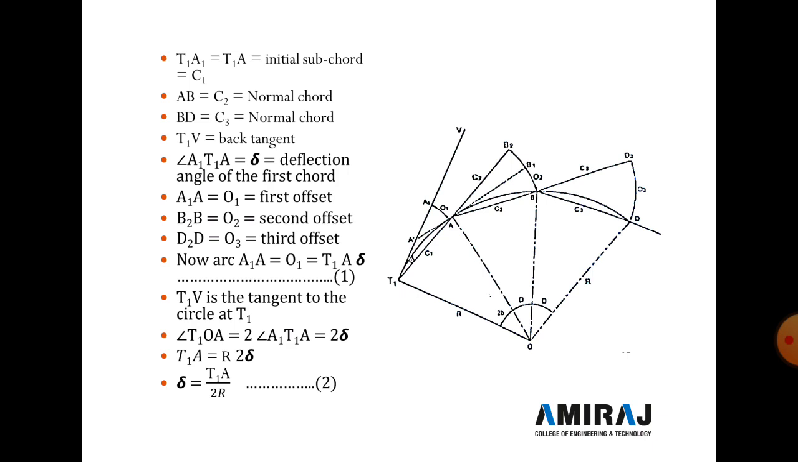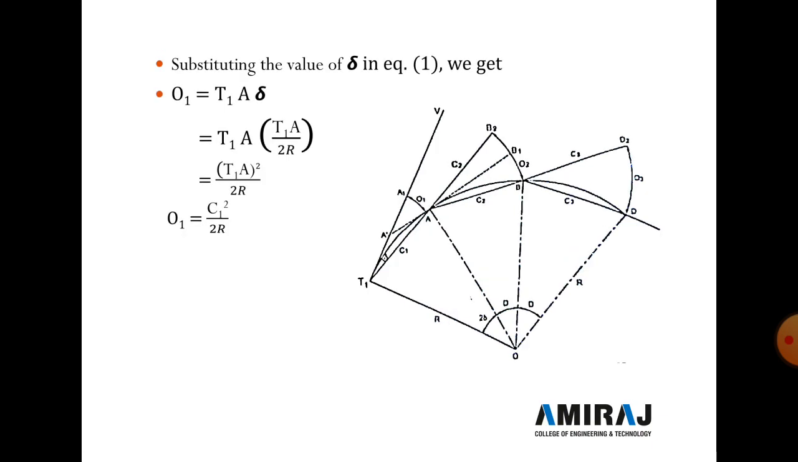Now A1A is O1, the first offset. Similarly B2B is O2, the second offset, and D2D is the third offset. Now arc A1A is equal to O1, which is equal to T1A times delta. Now T1V is a tangent to the circle at T1, and angle T1OA is 2 delta. Clear? So 2 times delta, and T1A is equal to R times 2 delta. So we find the angle delta is equal to T1A divided by 2R. So it's equation number 2.